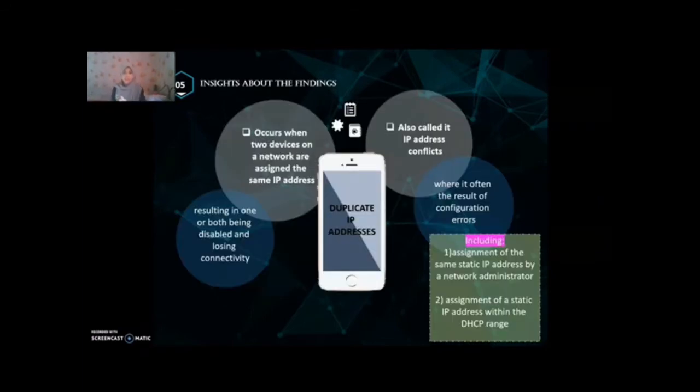Second observation is on duplicate IP address. It occurs when two devices on a network are assigned the same IP address, resulting in one or both being disabled and losing connectivity. We also call it an IP address conflict, which is often the result of configuration errors, including assignment of the same static IP address by a network administrator, and assignment of a static IP address within the DHCP range, resulting in the same address being automatically assigned by the local DHCP server.